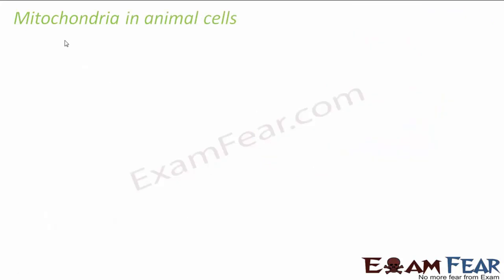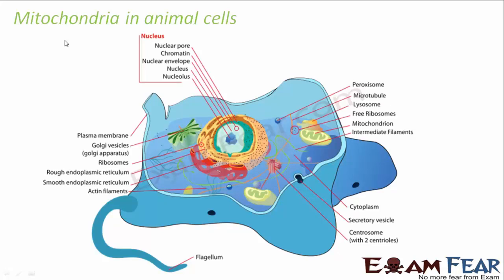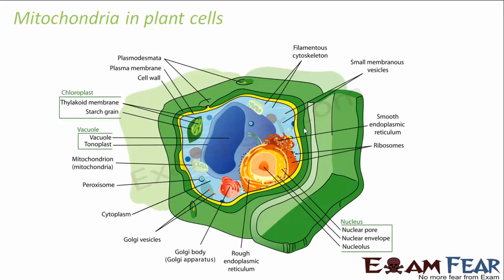Now let us try to locate mitochondria in animal cells. Where do we see mitochondria in animal cells? Here, if you see, this is the mitochondria. This is how the mitochondria looks. Outer membrane, curved inner membrane, right? So this is the mitochondria. Now, how does the mitochondria look in a plant cell? In a plant cell you have mitochondria here.